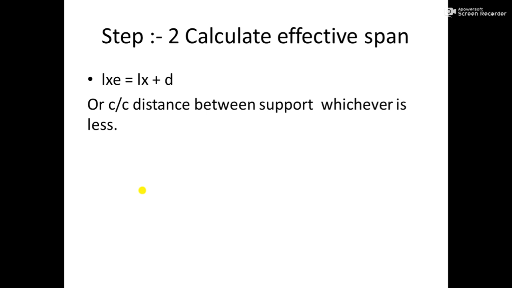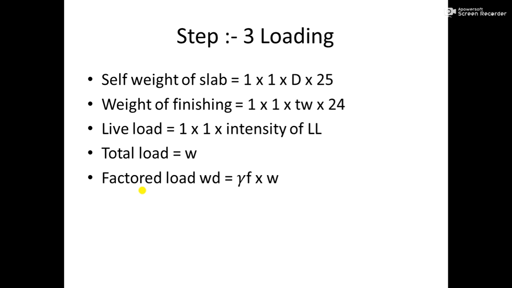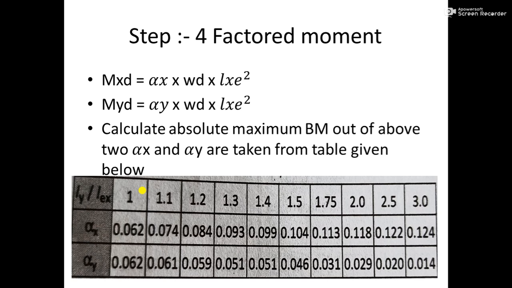That L effective is given by the shorter span length, that is Lx, plus the distance between supports, whichever is less. Then in step 3, calculate the loads, that is self weight of slab, weight of finishing, live load. These loads are given in the problem and the total of these loads is taken as the total load, and then convert this total load into factored load by applying the factor of safety as 1.5.